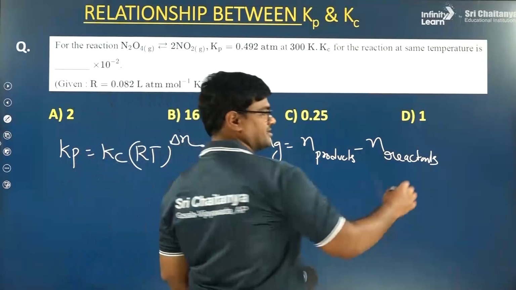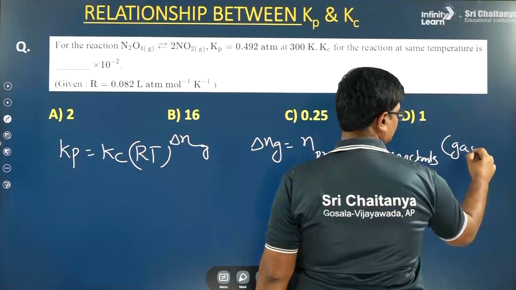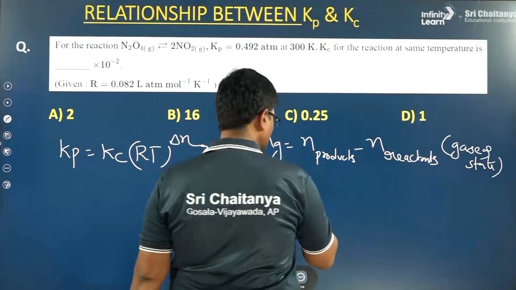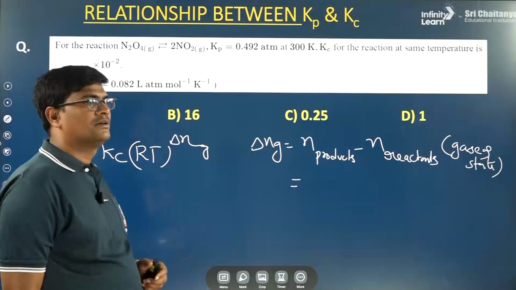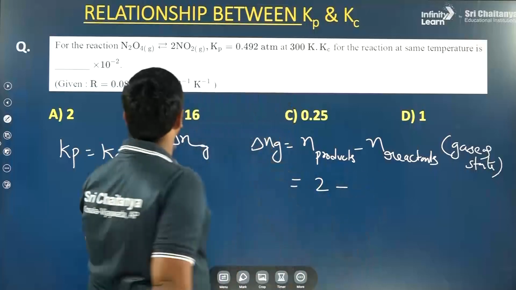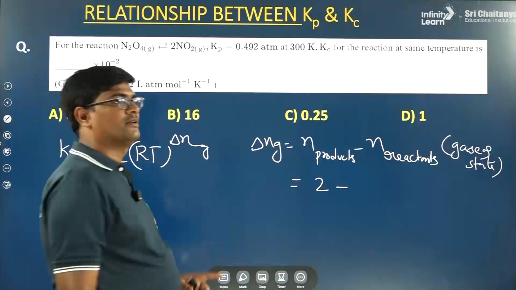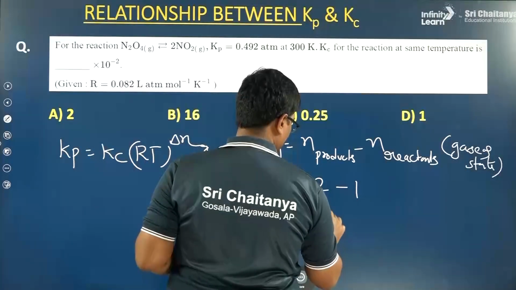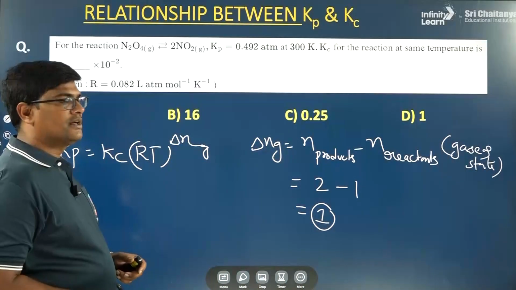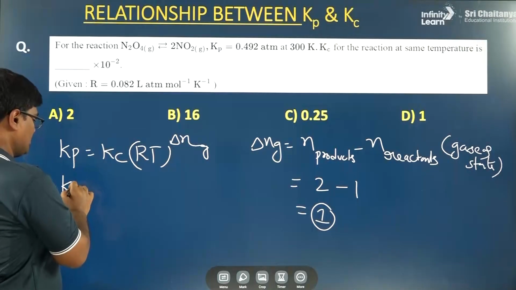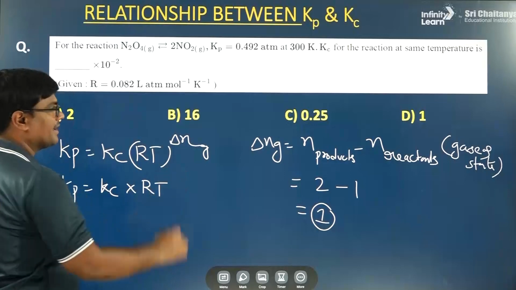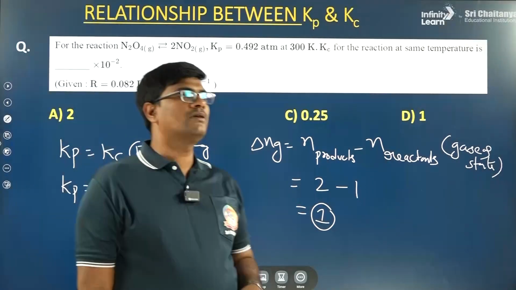So they must be in gaseous state. Now how many moles of products are there in the above equation? 2 moles of NO2. So 2. How many moles of reactants are there? Only 1 mole of N2O4 gas, so 1. Therefore what is the delta Ng? 1. Now what is the Kp-Kc relation? Kp is equal to Kc into RT.